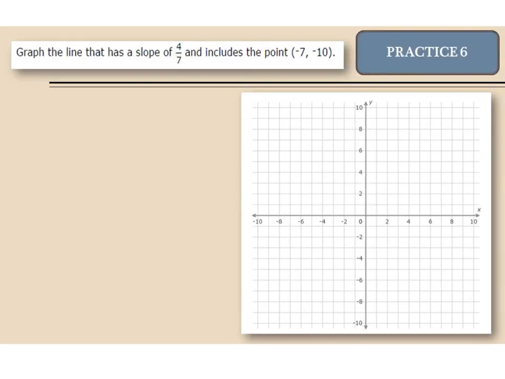Your last practice problem is to graph a line that has a slope of 4/7 and includes the point (-7, -10). Do practice 6 now.